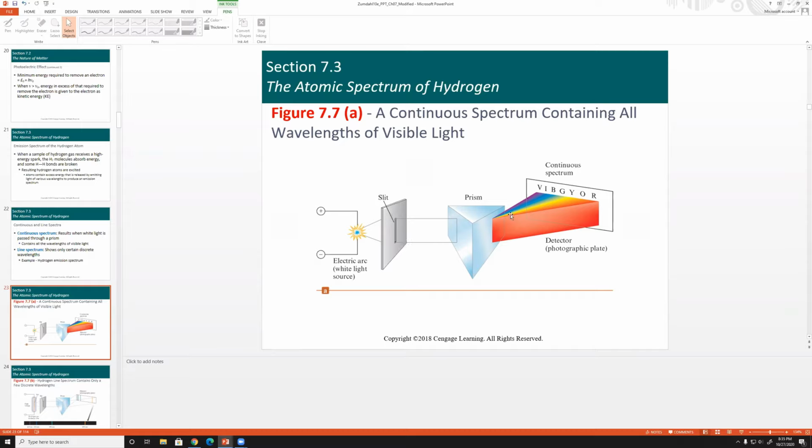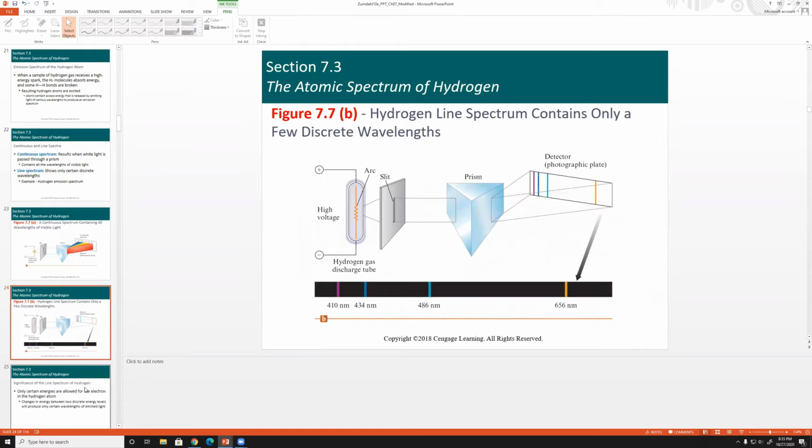But regardless, if you only put in specific beams that are one or two elements, you won't get a continuous spectrum. You'll get a line spectrum. So the line spectrum looks like this. And for hydrogen, it only has 4 lines. It has one at 410, which is like violet, one at 434, which is indigo, 486, which is a lighter blue, and then 656, which is orange.